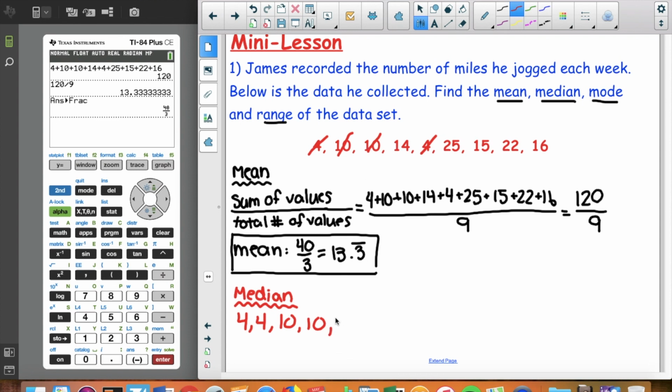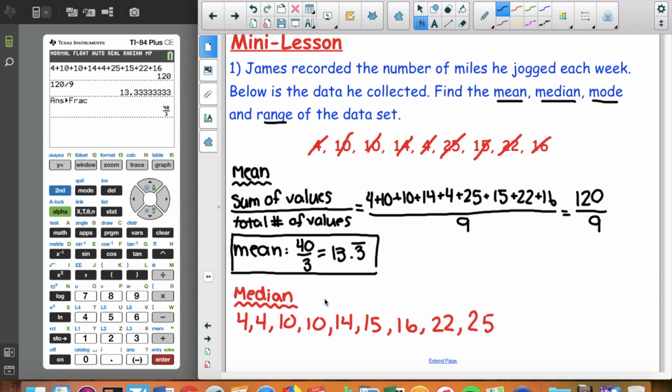Next one is 14. Cross that out. Then we have 15. Then we have 16. Then we have 22. And lastly, 25.